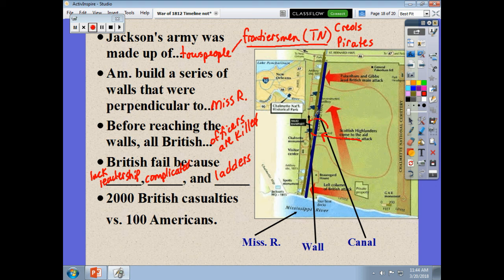Ladders needed to get over the walls. Somebody left them at the back of the battlefield. And as a result, 2,000 British casualties versus 100 American casualties. When the battle's over, Americans will go out and help the British clean up the battlefield. And the British are going to comment that a vast majority of their officers that have been shot were actually shot through the head. These men right here, these frontiersmen, they are in effect sharpshooters. And they've done some very deadly work in the process of dealing with these British officers.